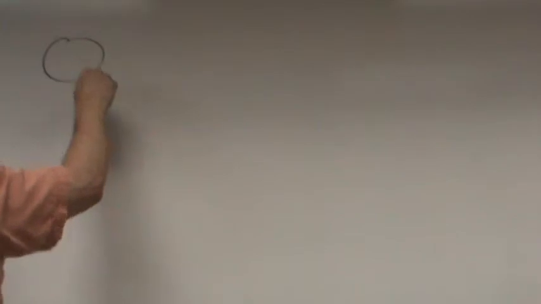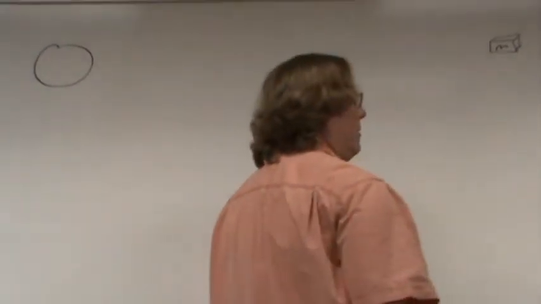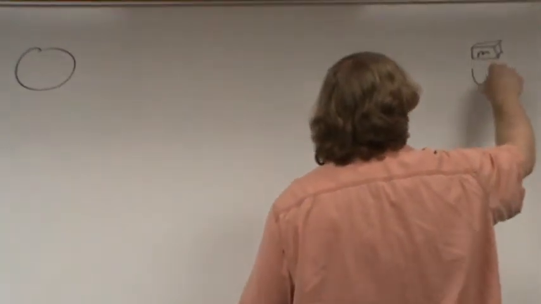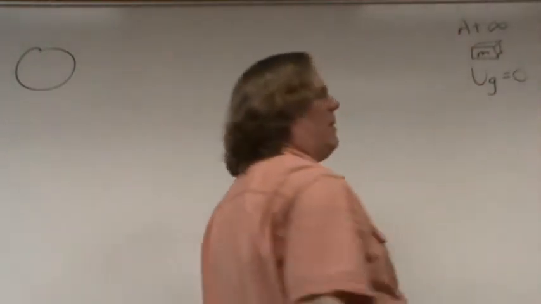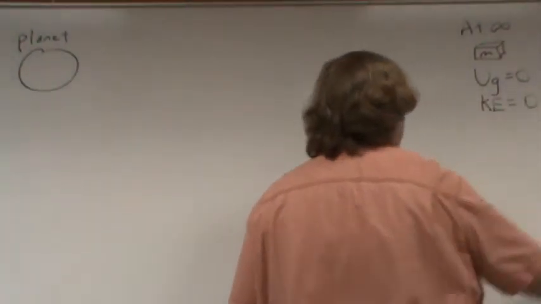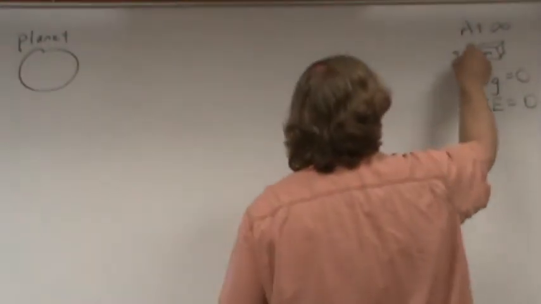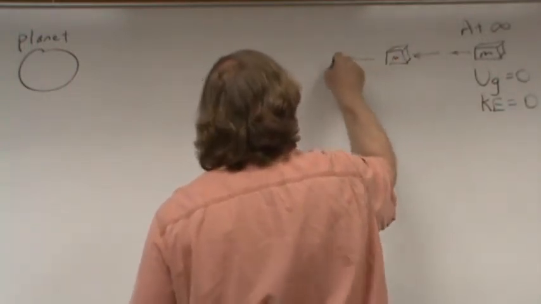Suppose I have a planet here. And suppose I have a mass there. Right now, this mass has 0 gravitational potential energy because it's at infinity. It's infinitely far away from that planet. This is my planet. It's at rest, so its kinetic energy is equal to 0 as well. But imagine that I let the planet go. So the planet starts moving. I'm sorry, I let the mass go. So the mass starts moving.